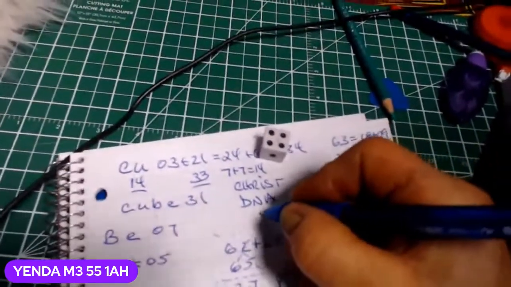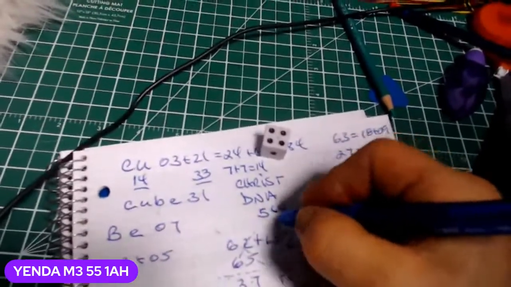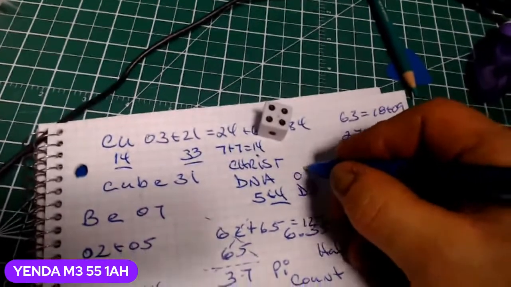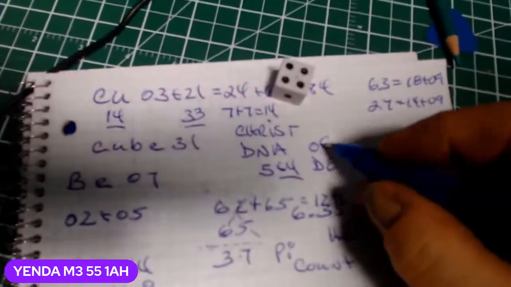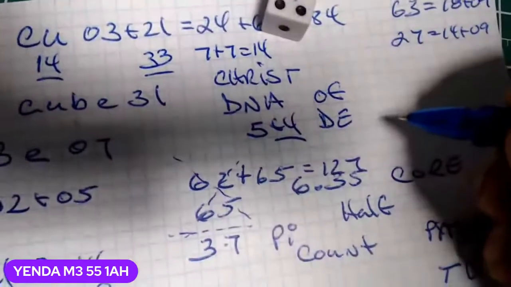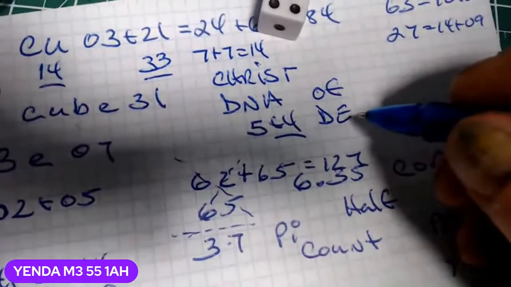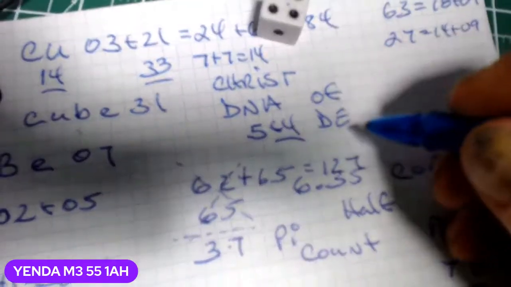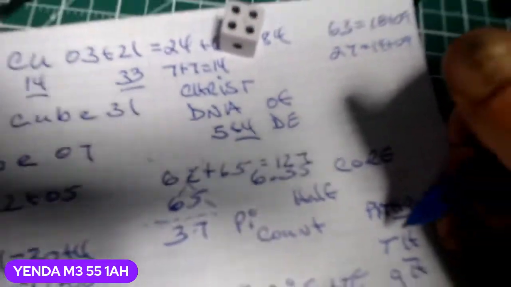DNA. 5 and 4. Of. Comes in. Inside of here is the cube of 66. It is the passage of 66 to the sun. These 2 words are the same, except one is in English, one is in French.